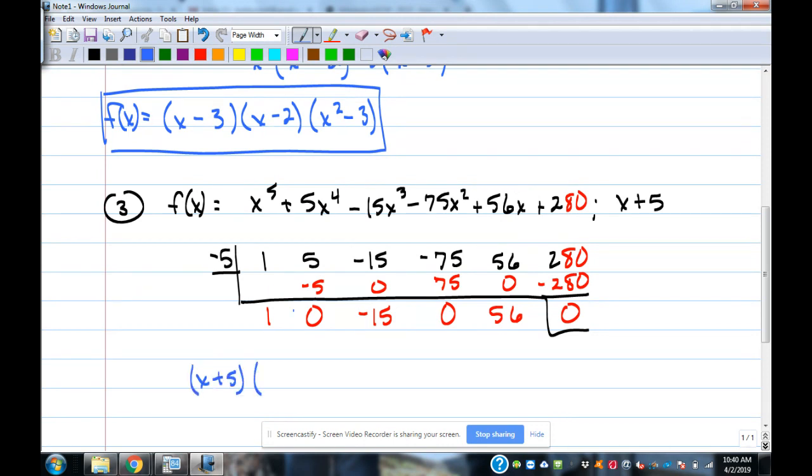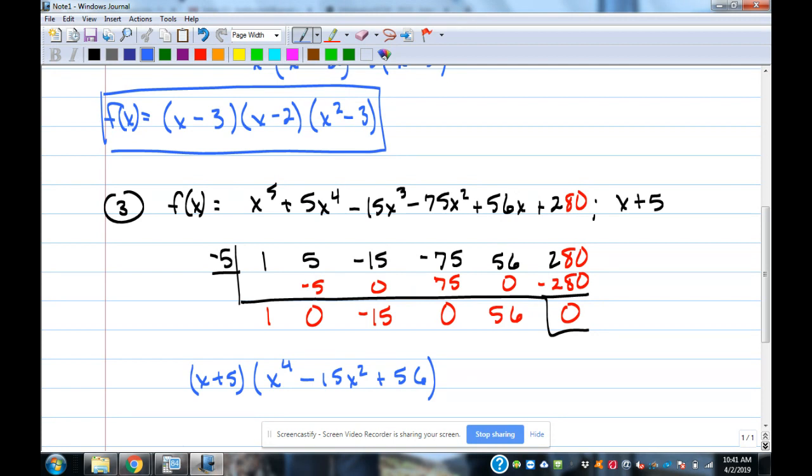And then what's this going to be? X to the 4th power. Technically, it's plus 0x cubed, but we don't have to write that. I'm going to put minus 15x squared plus 56. So the zeros that are there, I'm dropping them away so that it looks like something I can do another method of factoring for. Okay.